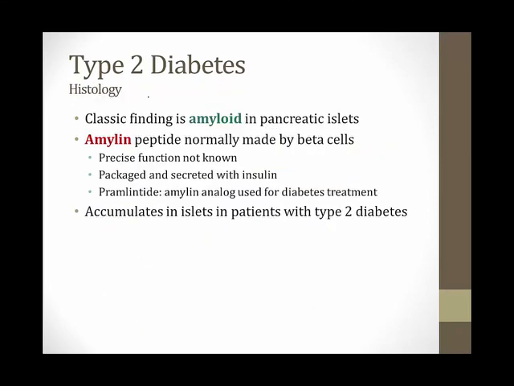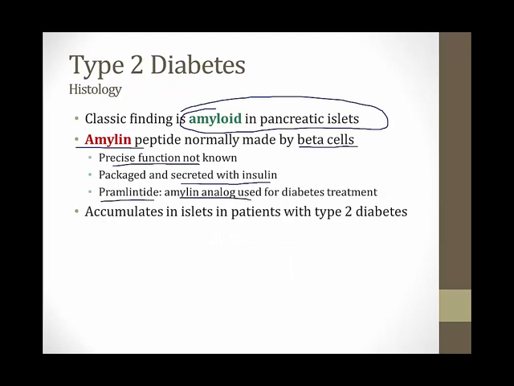You should know the classic histologic finding on a biopsy of a patient with type 2 diabetes, and that is the presence of amyloid in the pancreatic islet cells. There is a protein called amylin that is normally produced by beta cells. Its precise physiologic function is not entirely worked out, but it is packaged and co-secreted along with insulin. And in the module on diabetes treatment, I talk about a drug called pramlintide, which is an amylin analog that is used for diabetes treatment. For our purposes here, though, what you should know is that the amylin can accumulate in the islets in patients with type 2 diabetes, and this gives the appearance of amyloid inside the pancreatic islets.